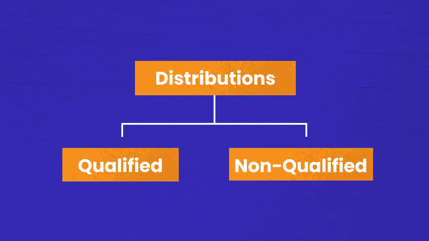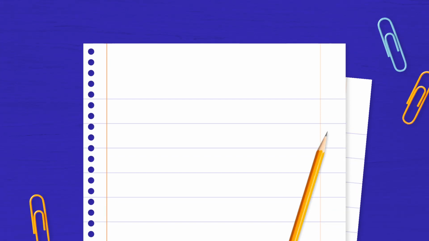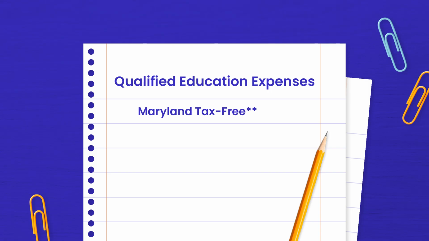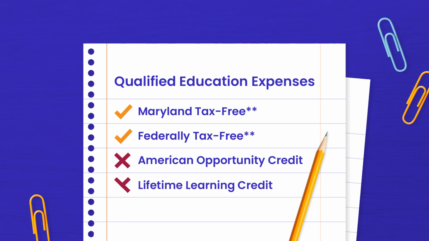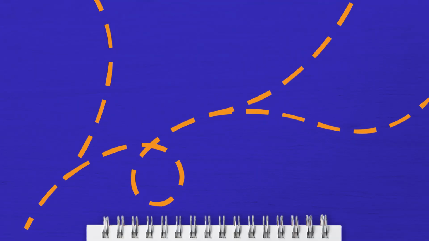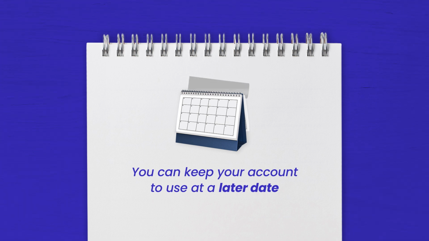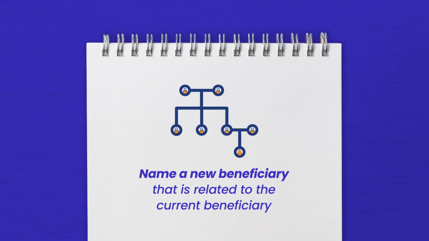Distributions from your account are either qualified or non-qualified as determined by the IRS. Visit the 529 Basics webpage of our website to learn more about the exact expenses that are considered qualified. When money is withdrawn from your account to pay for qualified expenses, any investment gains are distributed in Maryland and federally tax-free, provided you do not also claim all or part of these qualified education expenses as an American Opportunity or Lifetime Learning Credit. Even if your beneficiary decides higher education isn't part of their path, you can keep your account to use at a later date, or name a new beneficiary that is related to the current beneficiary.